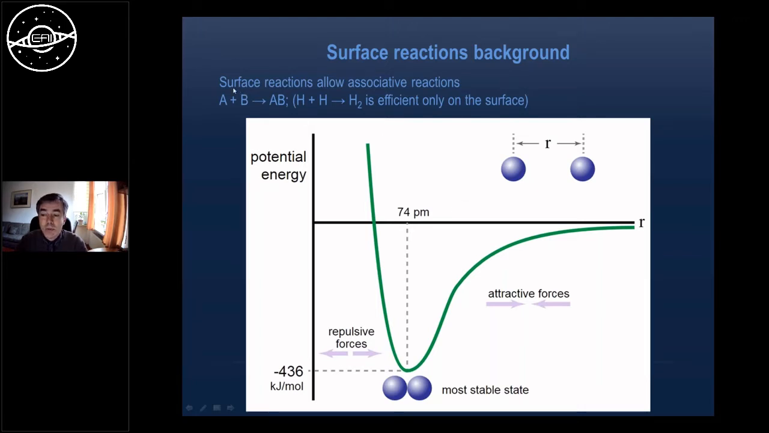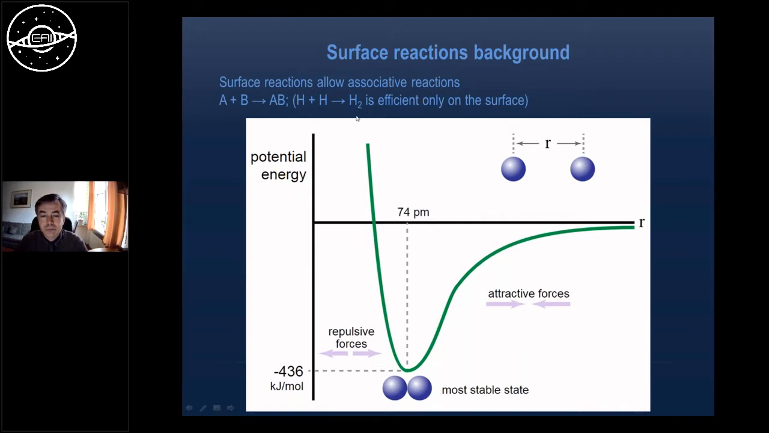So these molecules could be formed either by gas phase chemistry or by surface reactions. And here I would like to show you that surface reactions are much more promising for the formation of large biological molecules. This is because on the surface, associative reactions of the type A plus B give AB are allowed. A good example is the formation of molecular hydrogen, which can proceed on the surface but doesn't happen in the gas phase.